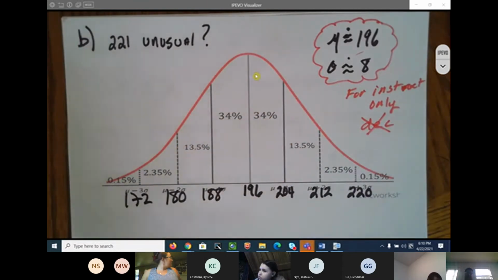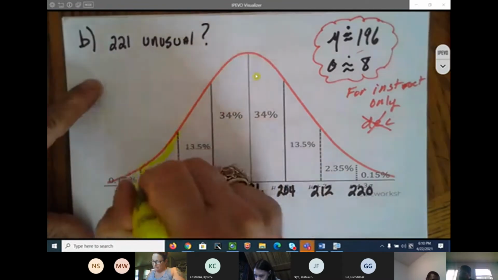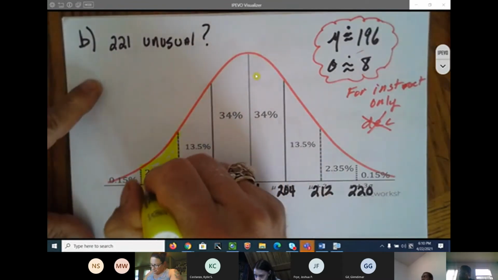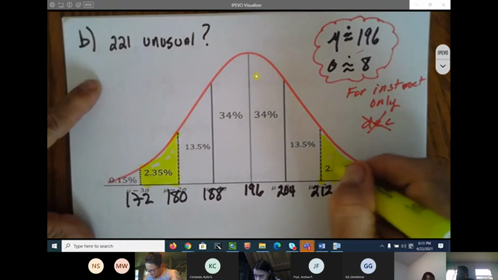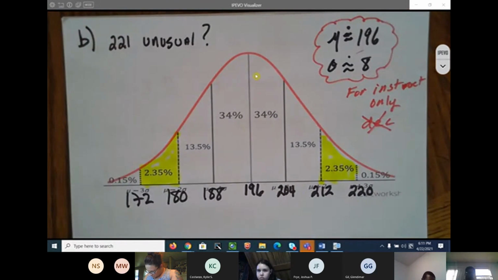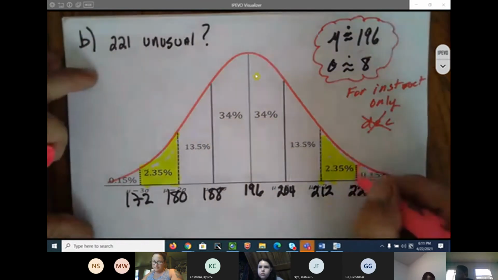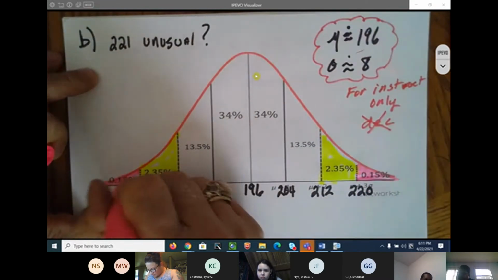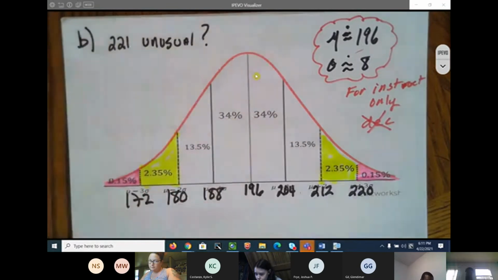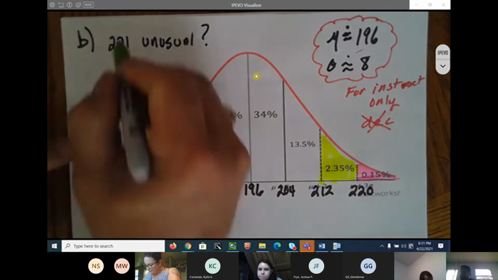So I'm going to go way back to chapter 3. I'm going to color this yellow because we're using the empirical rule here. And I'm going to color this pink because that's our unusual and outliers. Unusual and outliers. So if my number hits in any one of these two colors, I know it's what? It's unusual. So what's the number we're testing? 221. 221. Where does it fall?